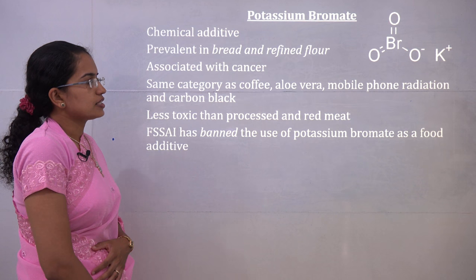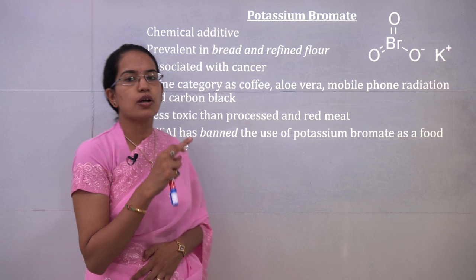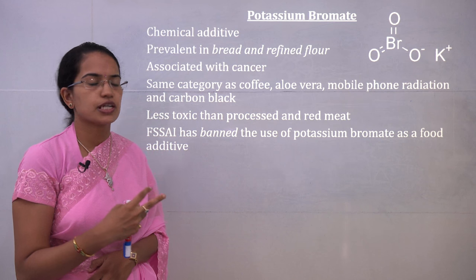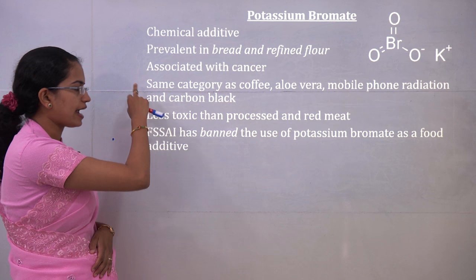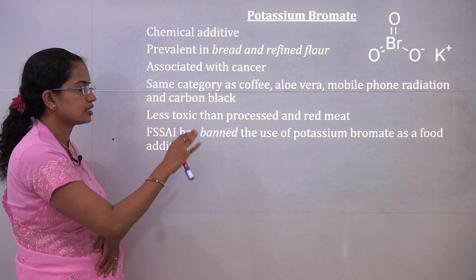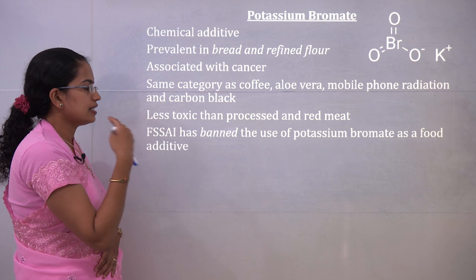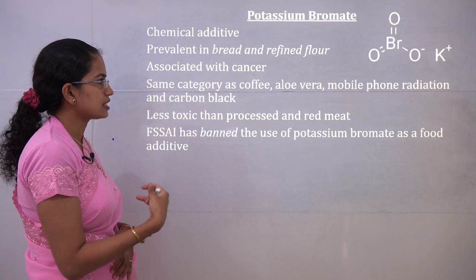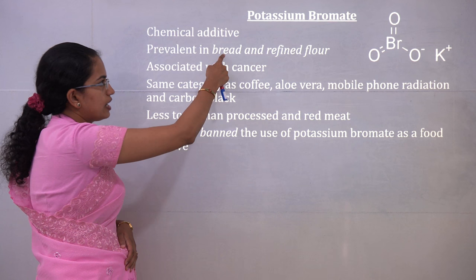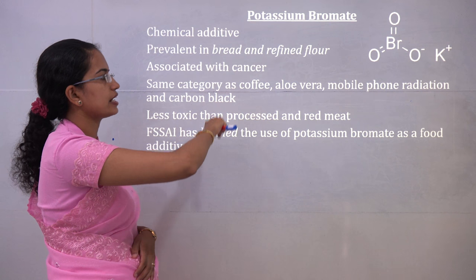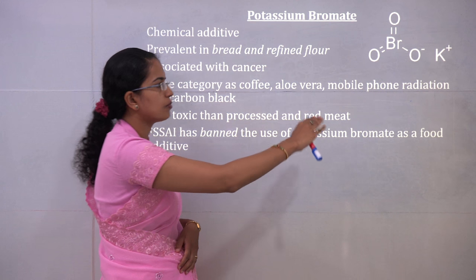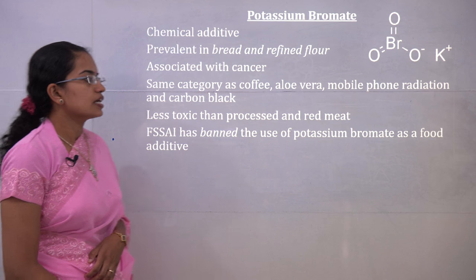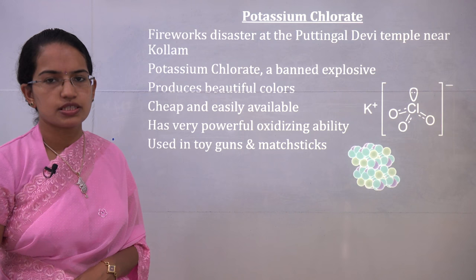The next is potassium bromate. This was in the news because it is heavily used in the bread industry and wheat flour industry. This has been banned by the food corporation in India, considering that it is a kind of food additive and it can lead to cancer and other diseases. It has been categorized in the same category as coffee, aloe vera, mobile phone radiation and black carbon. It is less toxic than processed red meat.